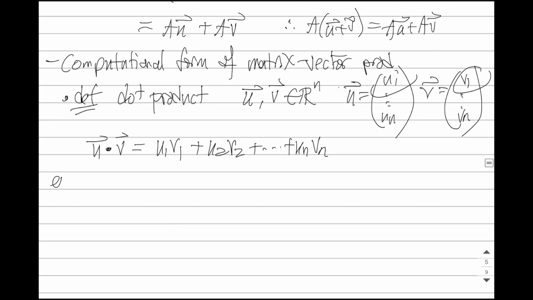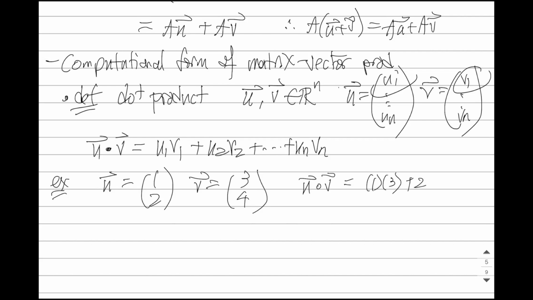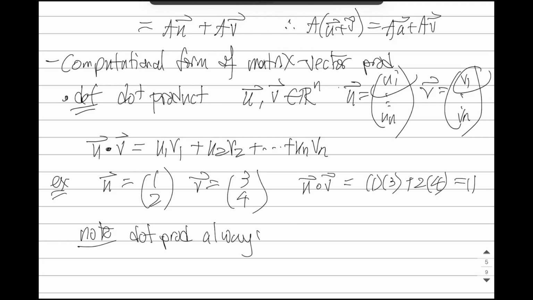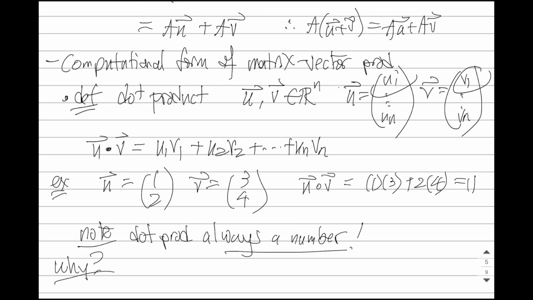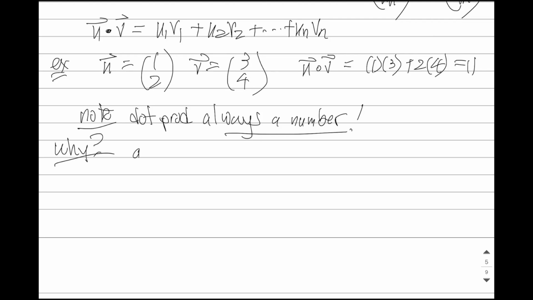As a very basic example, if I say u is (1, 2) and v is (3, 4), then the dot product of u and v is going to be 1 times 3 plus 2 times 4, which gives me 11. And so note, the dot product is always a number. Why do we care about this dot product? The dot product gives me another way to compute Ax.